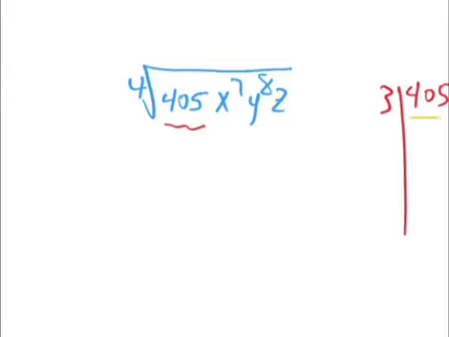4 divided by 3 is 1 and the remainder is 1. So you put the 1 here, and this becomes 10. 10 divided by 3 is 3. 3 times 3 is 9, the remainder also is 1. So you get 15 divided by 3, which is 5.